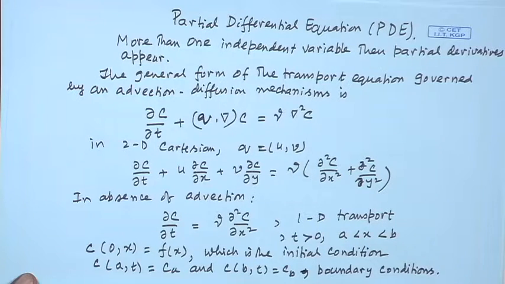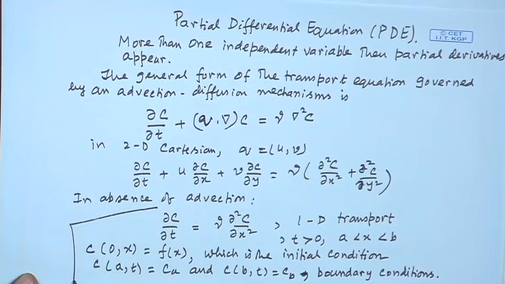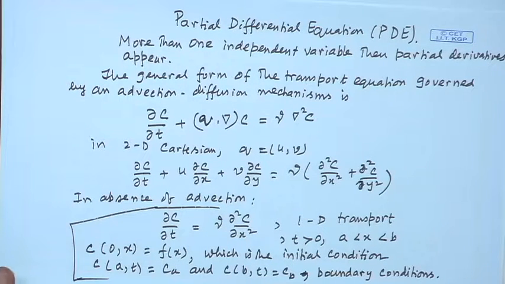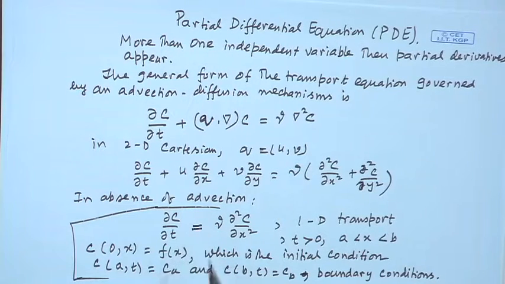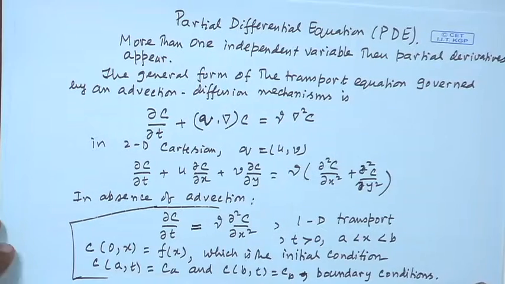So this is the first problem we talk about, how to handle. This is also called the heat flow equation, where C is the temperature and the mechanism is governed by pure diffusion, where nu is a constant diffusivity in that case. So how will we solve this?